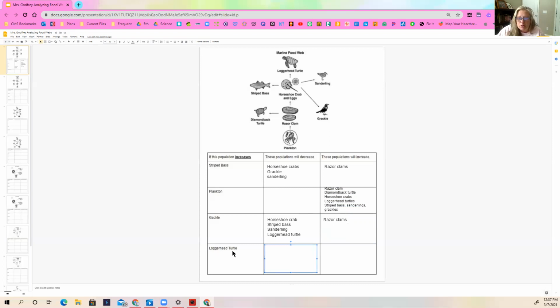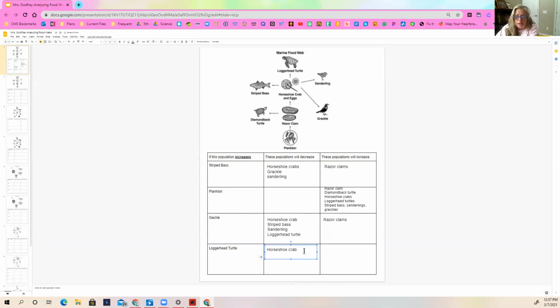All right, so let's talk about loggerhead turtle is increasing. So it's a plus right there, increase. All right, the loggerhead turtle is increasing. So if there's more loggerhead turtles, then they will eat up the horseshoe crabs. So the horseshoe crabs will decrease. All right. And if the horseshoe crabs decrease, then the striped bass, sanderling, and grackle won't have anything to eat. So then they're going to decrease too.